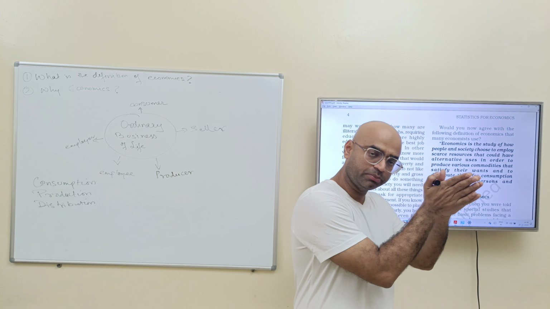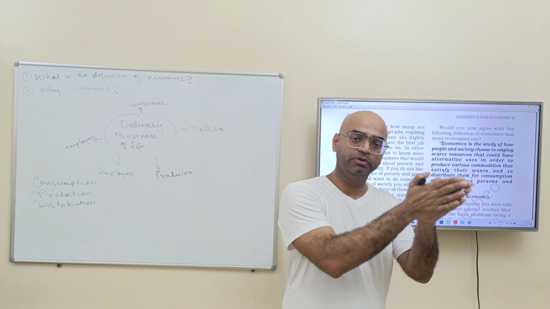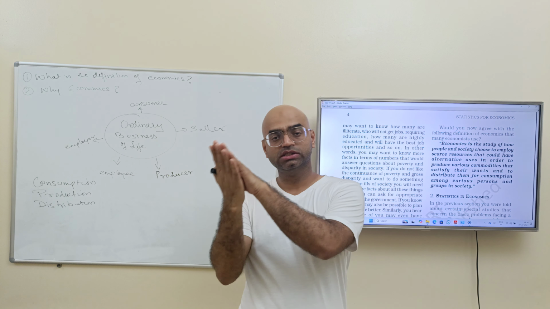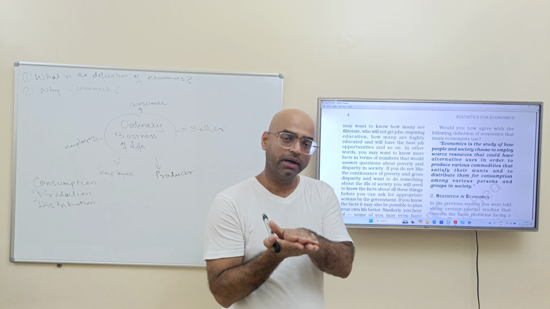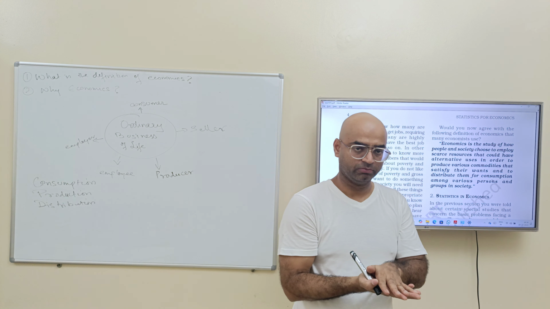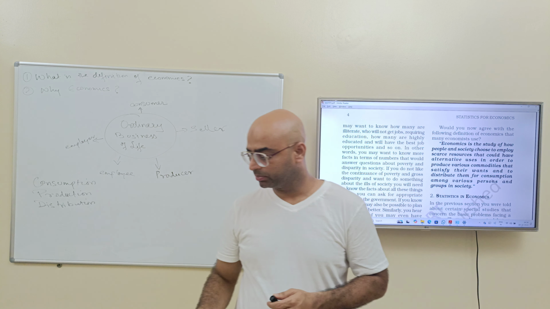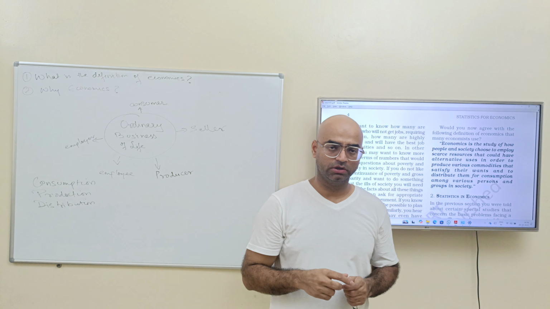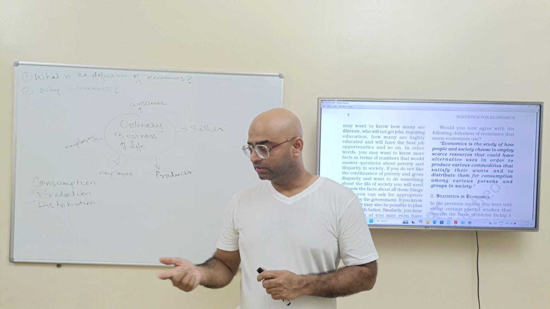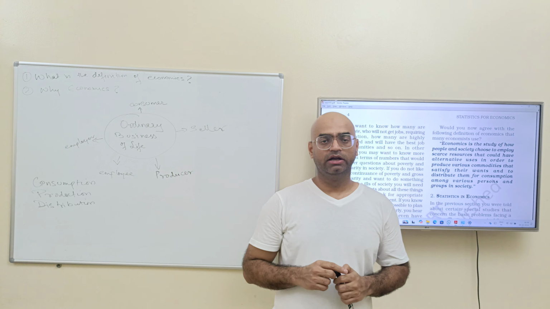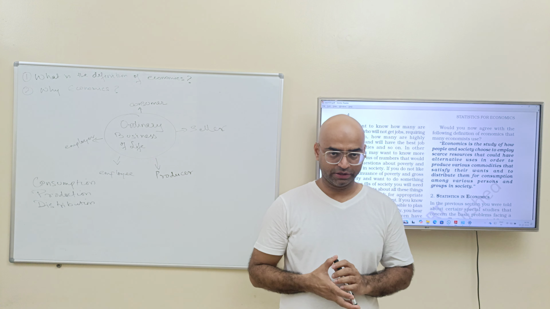So something which is produced by a group of people or society is ultimately consumed by a group of people or society. It's very simple. We will go to the next part of this chapter, Introduction to Statistics in Economics, and we will learn that in our next video.